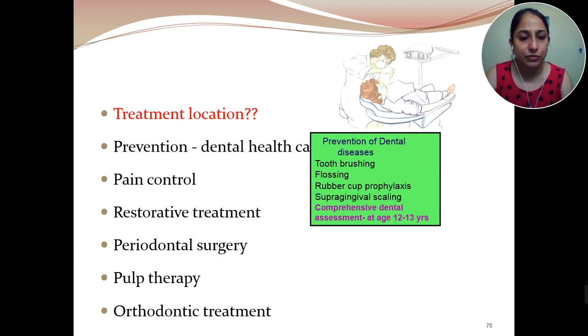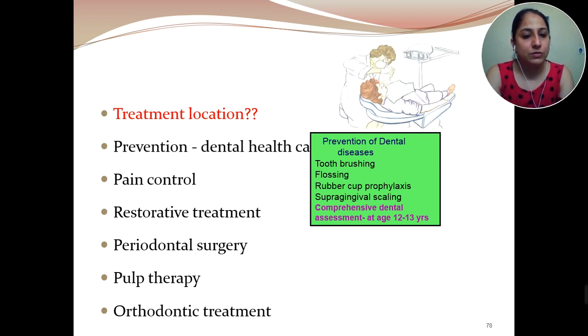Now let's see the different dental protocol that can be followed for these patients. Treatment location, the patient can be treated in a dental operatory, but we need to have a backup plan in case an emergency arises. The factor 8 should be given properly before the treatment starts where required. The prevention includes toothbrushing, flossing, rubber cup prophylaxis, supragingival scaling, and subgingival scaling is only undertaken after 10 to 14 days when the gingivitis subsides.